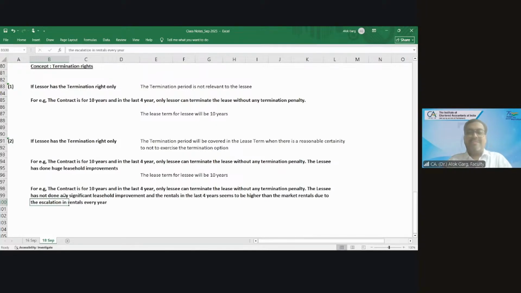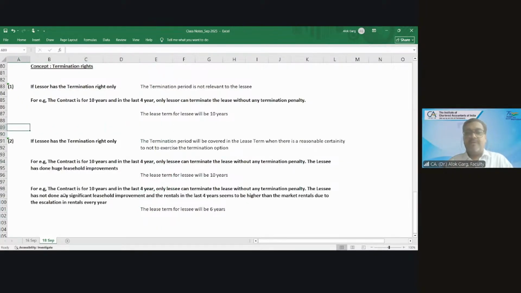Batao, what is the lease term? Then it will be 6 years only, sir. Why? Because it is clear that he will not exercise the termination, he will terminate the contract at the end. He will avail the termination option, right? Yes, sir. So the lease term is 6 years.